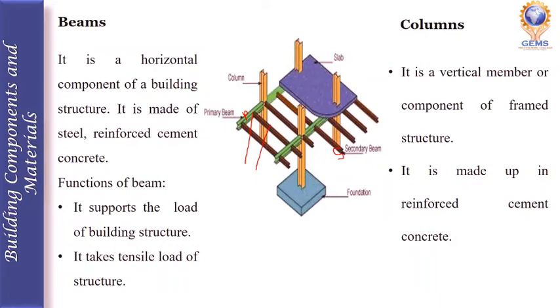Next, a column. So beam is a horizontal component, whereas column is a vertical member or component of a framed structure. These beams can be in a framed structure as well as in the load bearing structure, whereas column is available in the framed structure, okay, not in the load bearing structure. So it is a vertical member or component of a framed structure. This column may be made up of reinforced cement concrete or steel columns.